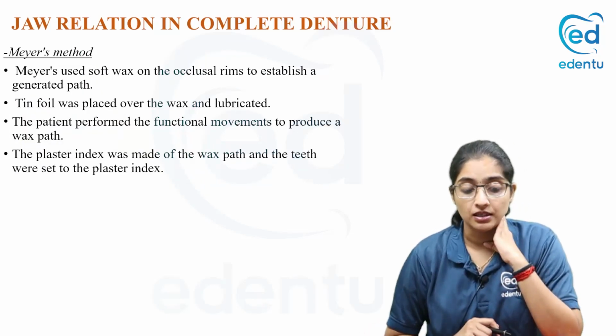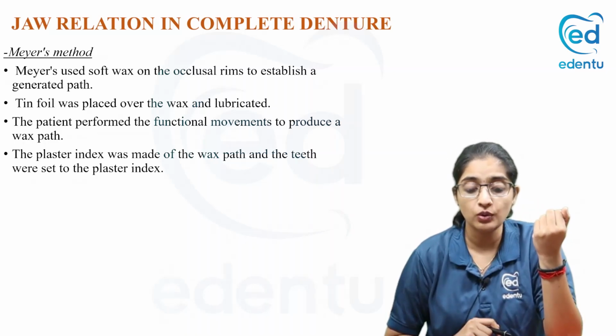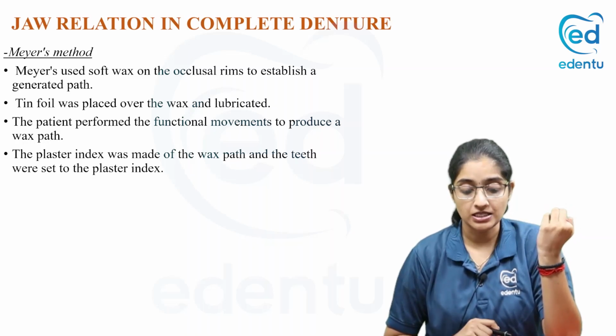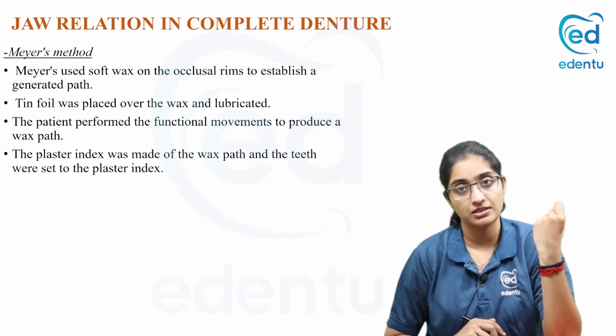Coming to the Mayer's method, in Mayer's method you use soft wax on the occlusal rims to establish a generated path. Tin foil was placed over the wax and lubricated. The patient performed the functional movements to produce a wax path. The plaster index was made of the wax path and the teeth were set to the plaster index.